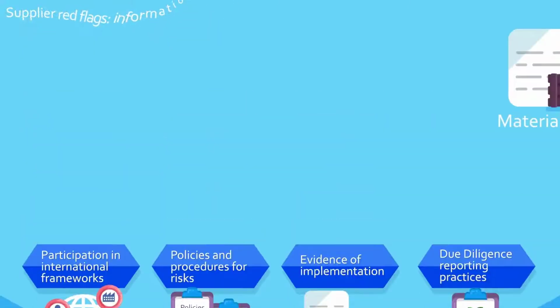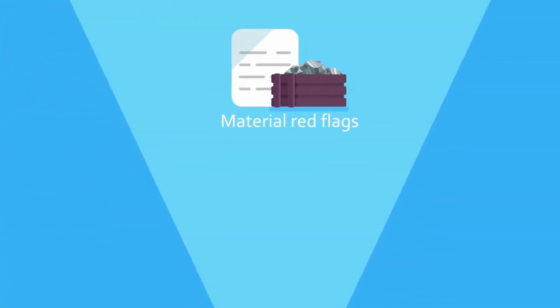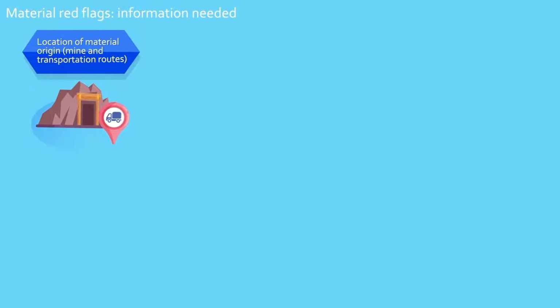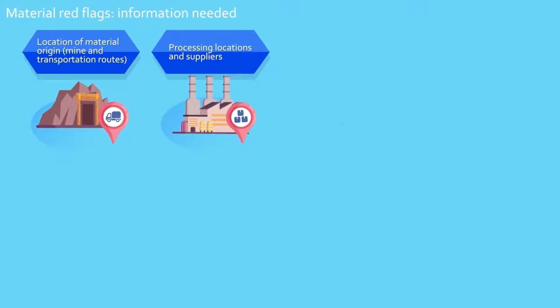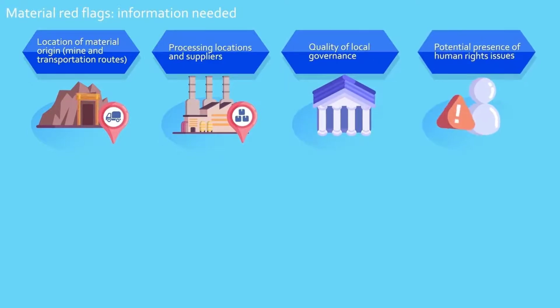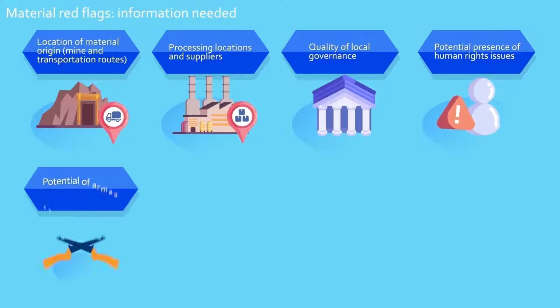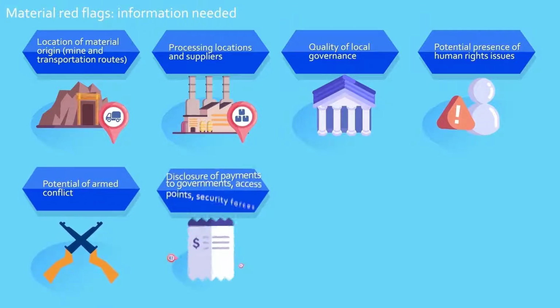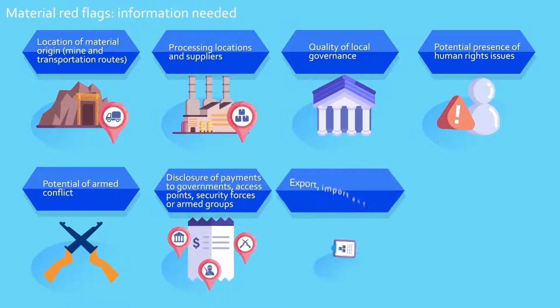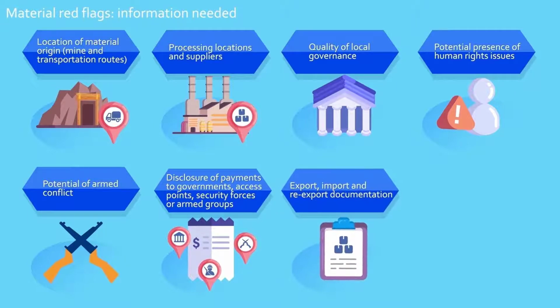If there are material red flags, look at these areas: location of material origin, mine and transportation routes, processing locations and suppliers, quality of local governance, potential presence of human rights issues, potential of armed conflict, disclosure of payments to governments, access points, security forces, or armed groups, export, import, and re-export documentation.